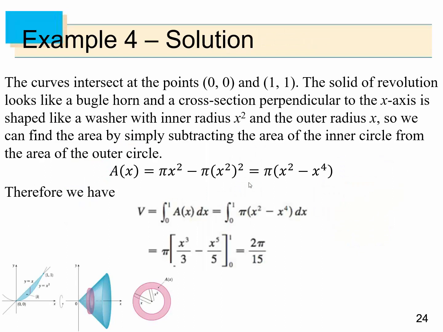radii. So the outer one is pi x squared, and then the inner one is pi x squared squared. And then of course we can combine those two and just have pi times x squared minus x to the fourth, stick that into our integral from 0 to 1, take the antiderivative of these things, and then go ahead and evaluate them at 1 and 0, and there's your answer, 2 pi over 15.